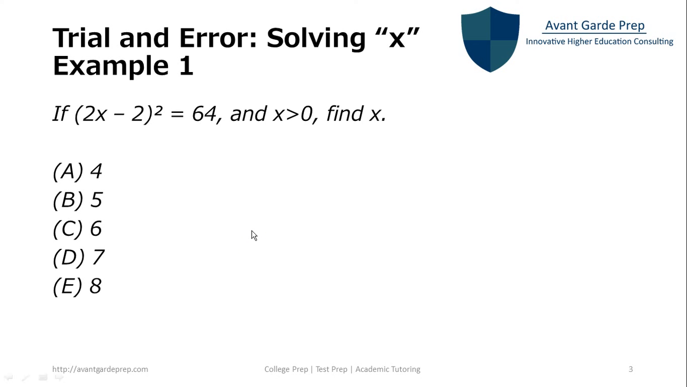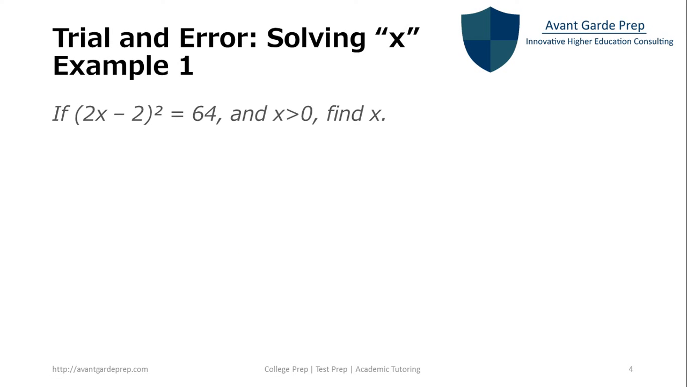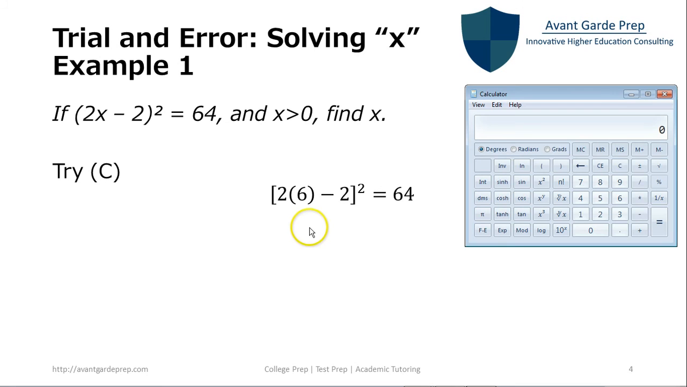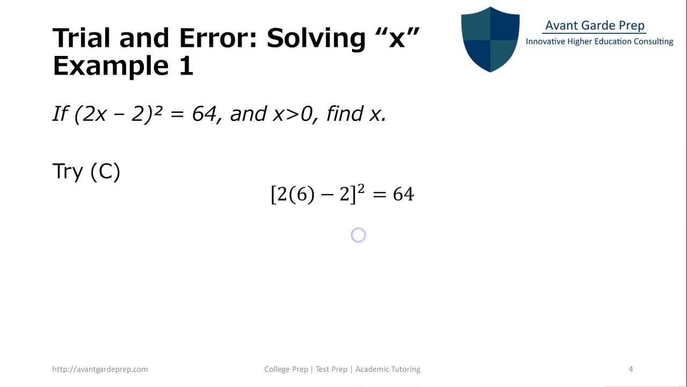We'll begin by plugging answer choice C into the original equation. Answer choice C was 6, so we'll insert 6 for x. Here, 6 times 2 minus 2, quantity squared equals 64. So we'll go ahead and use our calculator and multiply 6 times 2. That'll give us 12. Then we'll subtract 2, which gives us 10. And we can see 12 minus 2, quantity squared equals 64.